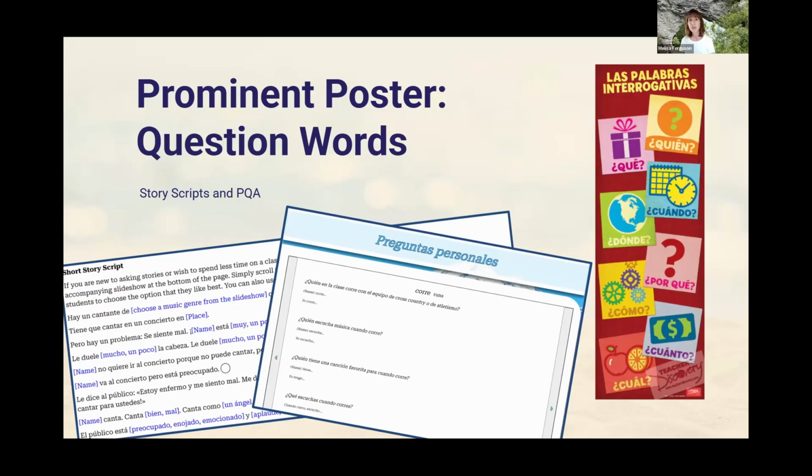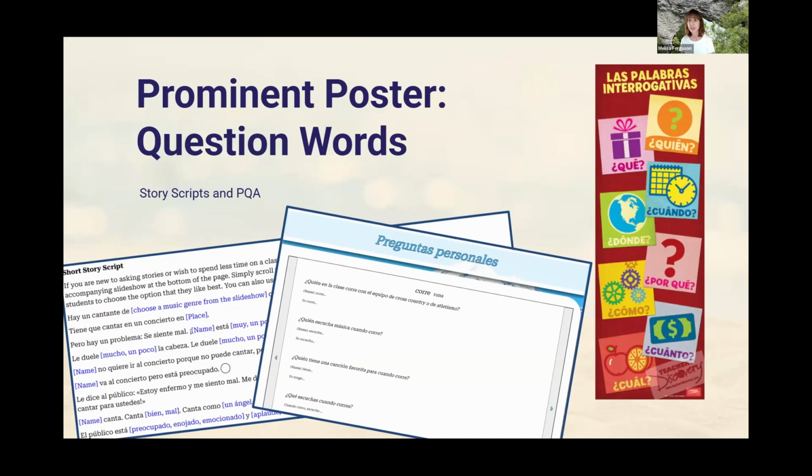That is going to make it so much easier for your students to understand what you're asking them and make your story go a lot more quickly and more easily. It also works really well with PQA because again, you're asking tons of questions. You want your students to be able to follow along.